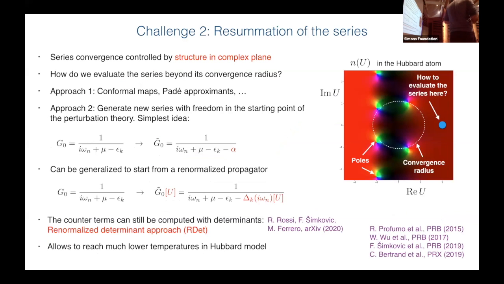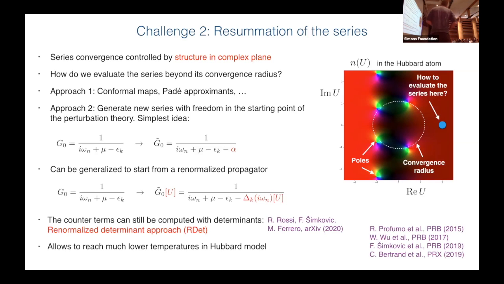Now, the second challenge, and I think we've mainly been focusing on this, is, imagine I have my coefficients now. Imagine I'm in a situation like this. I'm computing the density, and I want to have the result at that value of u. But my pole structure is such that I have poles closer to the origin than the actual value where I want to evaluate the series. And so how do I go beyond that?